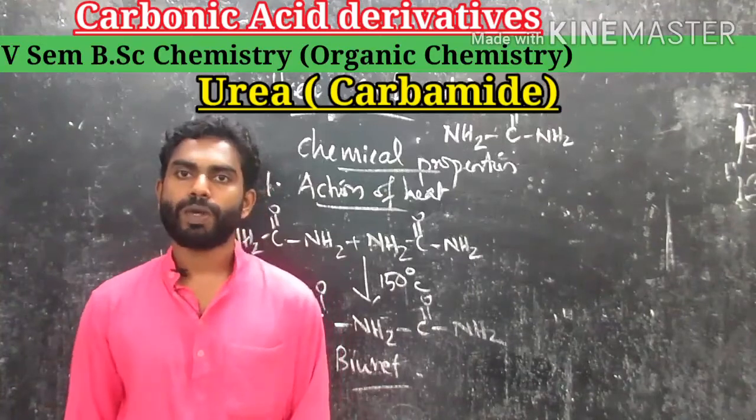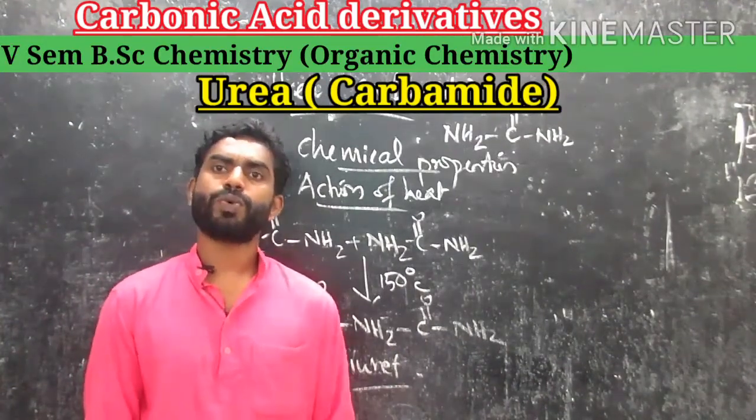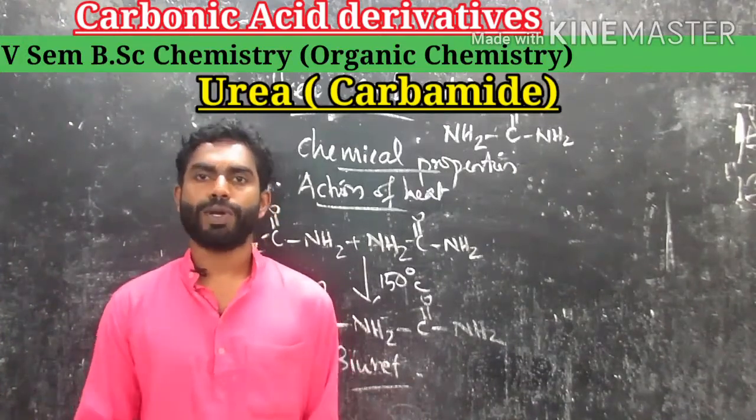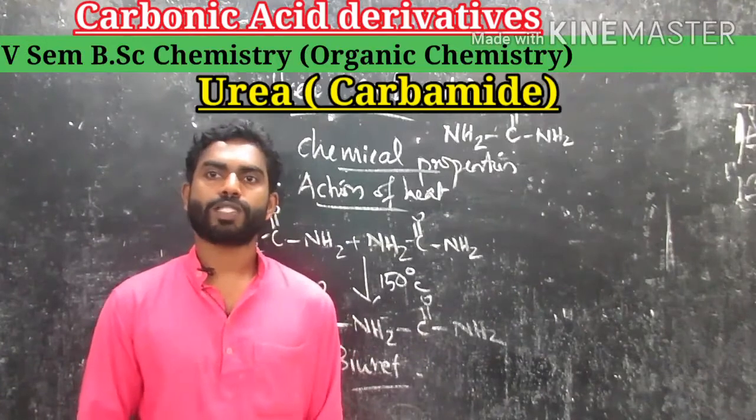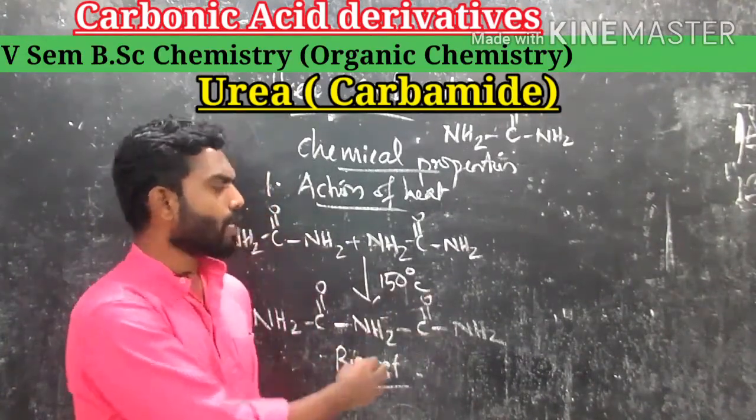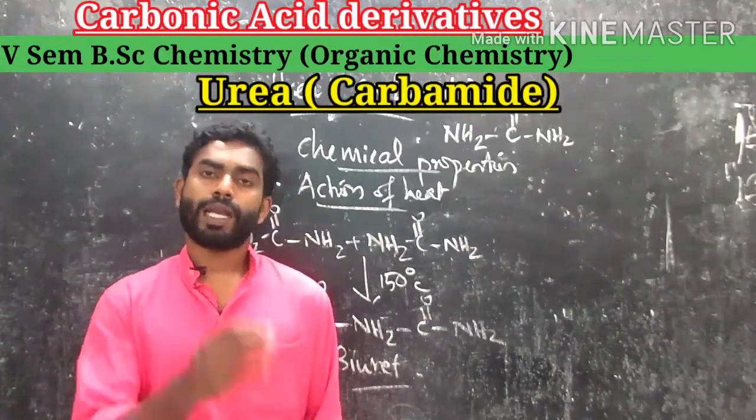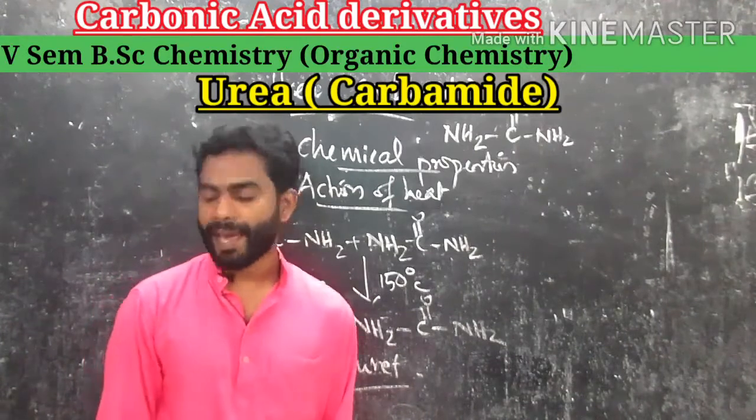When rapidly heated to 170 degrees Celsius, urea yields cyanic acid and ammonia. Cyanic acid polymerizes to give cyanuric acid, which exhibits keto-enol tautomers. So at 150 degrees Celsius we get biuret, and at another temperature we get another product, cyanic acid.